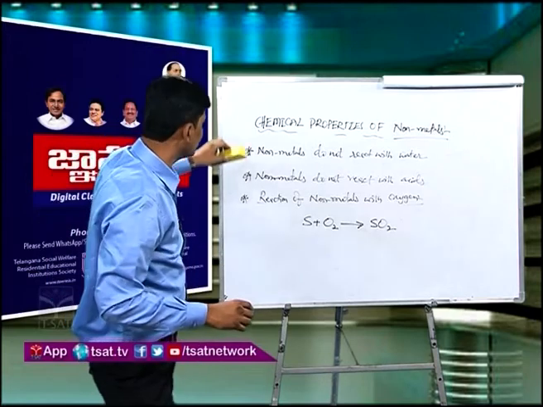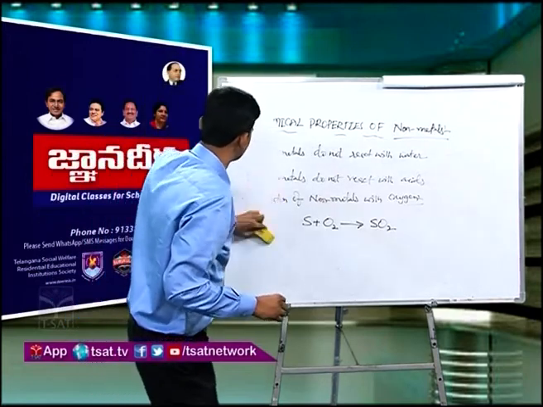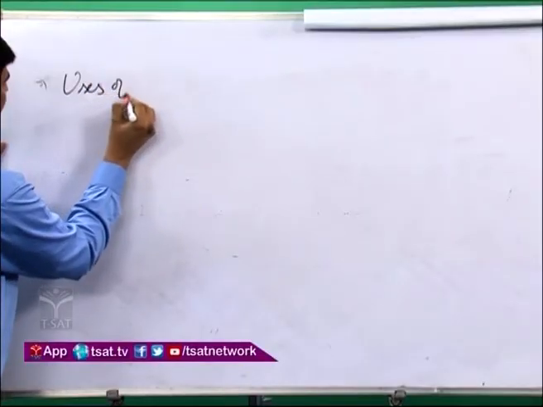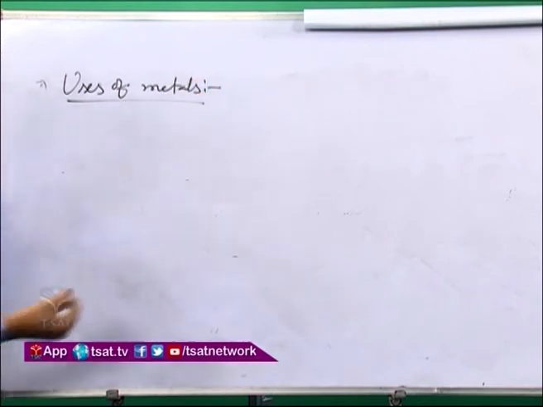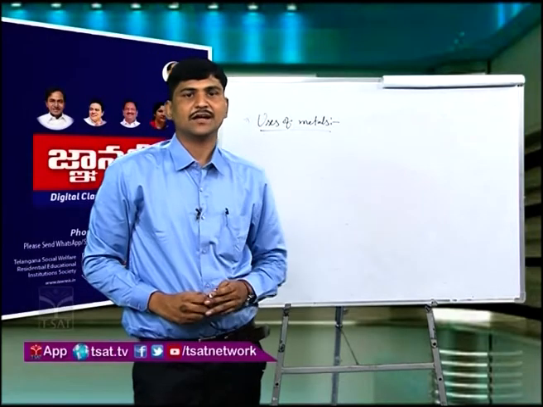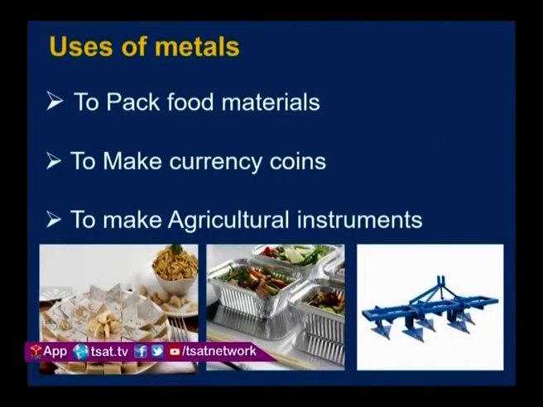Now let us see the uses of metals and non-metals. Uses of metals. Okay, children, you can see a slide. They are used to pack food materials, to make currency coins, medals, statues, and agricultural instruments, aircrafts, spacecrafts, and a lot of devices. Electronic devices are also made up of metals.